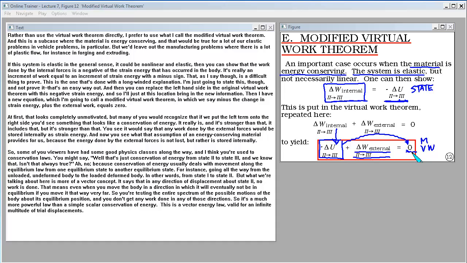So you're testing the entire spectrum of the possible motions of the body about its equilibrium position, and you don't get any work done in any of those directions. So it's a much more powerful law than a simple scalar conservation of energy. This is a vector energy law valid for an infinite multitude of trial displacements.